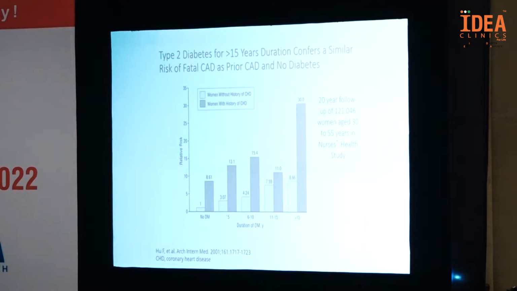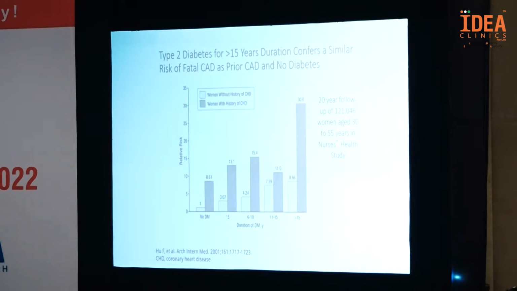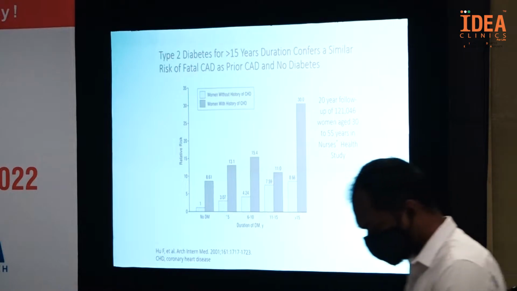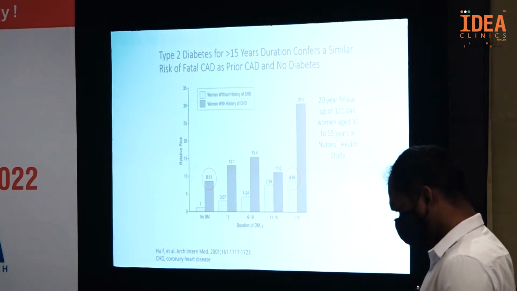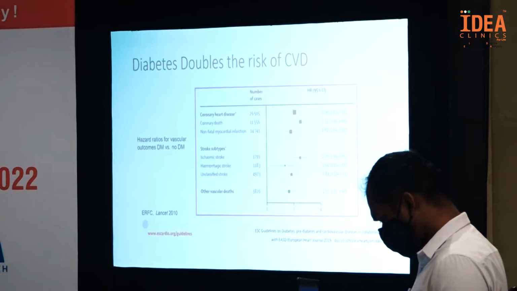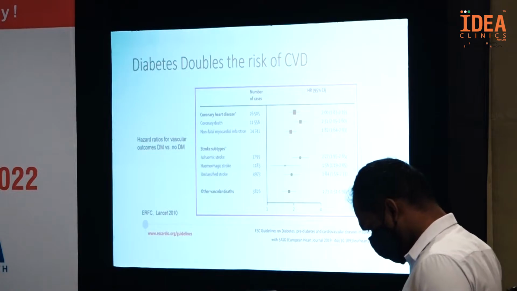Suppose a person has diabetes of duration of more than 15 years, his risk is equivalent to already having had a one-time heart attack. A one-time heart attack is a predisposer or risk factor for development of a second heart attack. So this risk is almost 8 to 10%, even if the person is equal to non-diabetic patients.